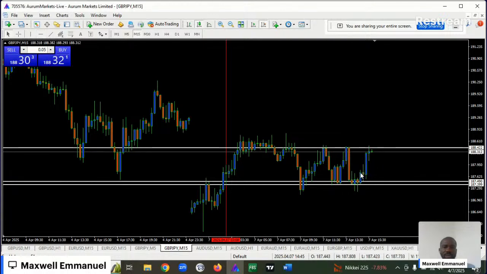So if you missed this first move, I would suggest you wait for price to pull back to a discount area. If you apply Fibonacci from this swing low to swing high, you want to wait for price to pull back to a discount before you buy. That's my take on GBP JPY.